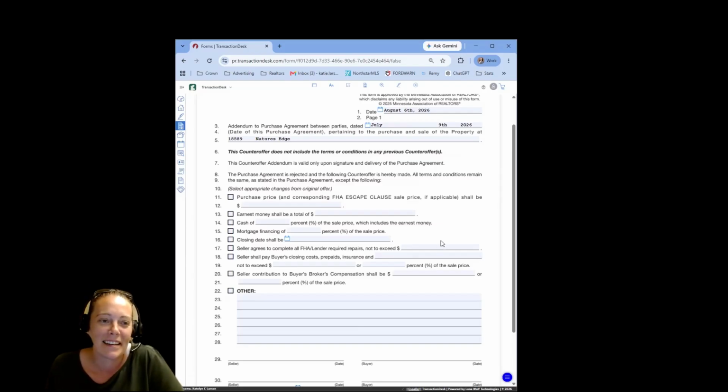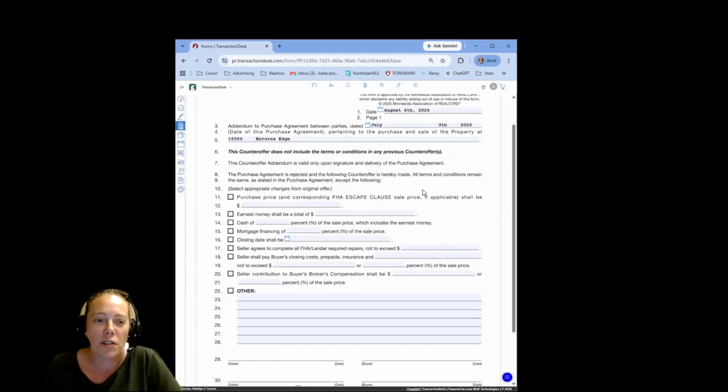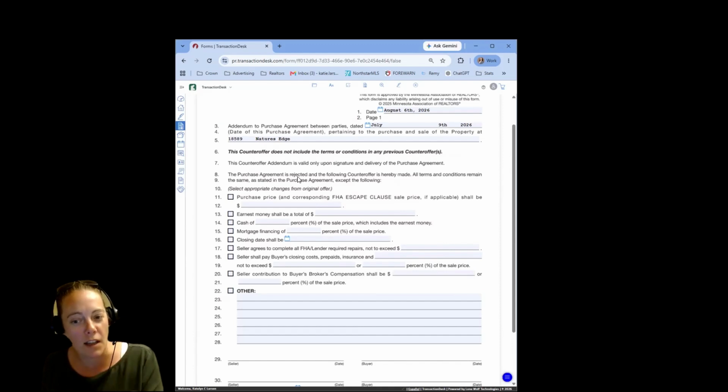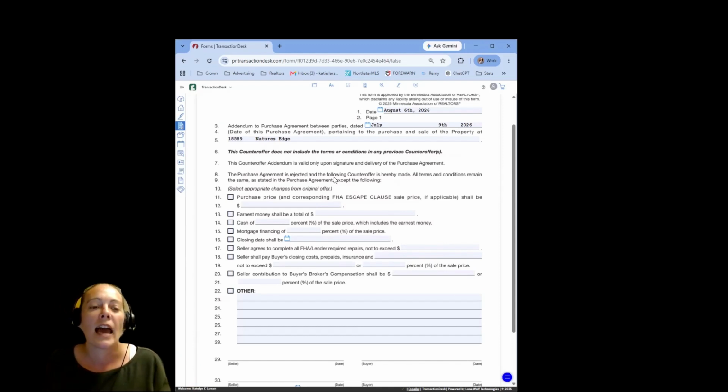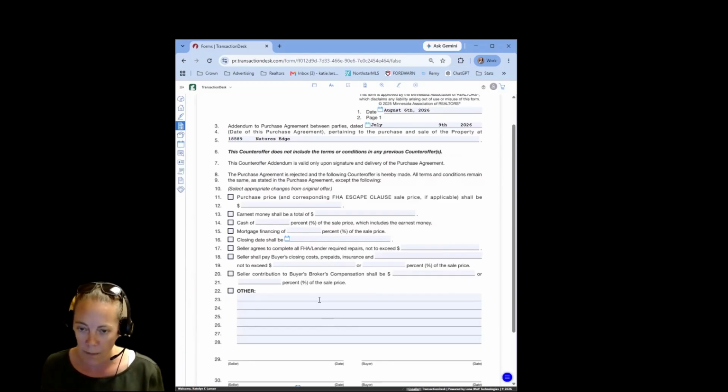Perfect. The next piece of this talks about the purchase agreement, and the purchase agreement is rejected. So this goes back to this will help you talk to your sellers to sign the purchase agreement. And the following counteroffer is hereby made. This is this document we're filling out. All terms and conditions remain the same as the stated purchase agreement, meaning we're not changing anything else in the purchase agreement except the following. And then it gives you a whole bunch of options.